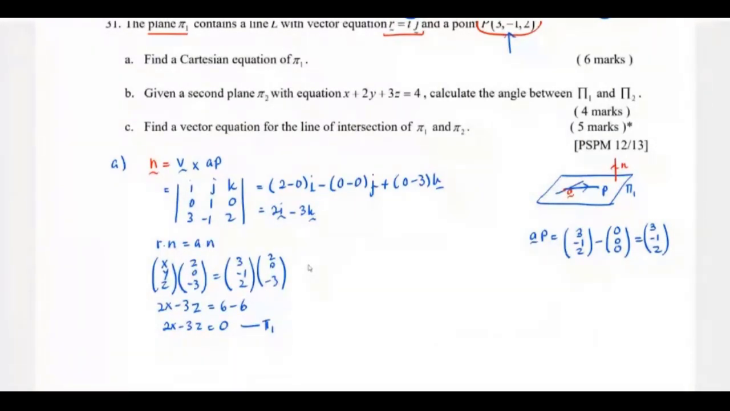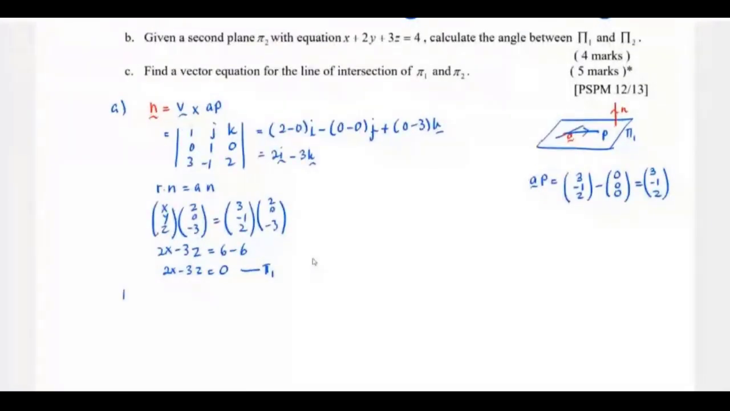Okay, part B. Given a second plane with this equation and then we have to find the angle. Okay, so part B, find the angle. So N1 kita tahu daripada plane 1, daripada ini, dia adalah 2i minus 3k. And then N2 kita apa? What is our N2? I plus 2j plus 3k. Okay. Find the magnitude N1, kita dapat berapa? Dan N2.